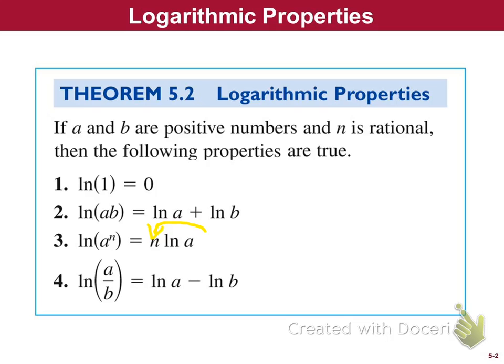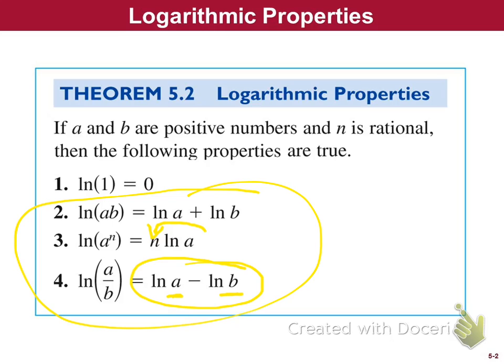And then if you have the natural log of a quotient, remember that becomes a difference problem, a subtraction problem. Natural log of the numerator A minus the natural log of the denominator B. These expansion rules, properties, will be very useful to us when we begin to find derivatives of the more complicated natural logarithmic functions.